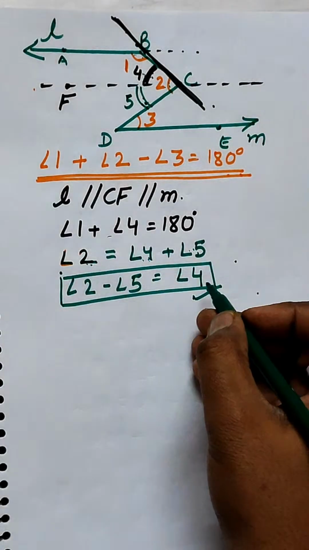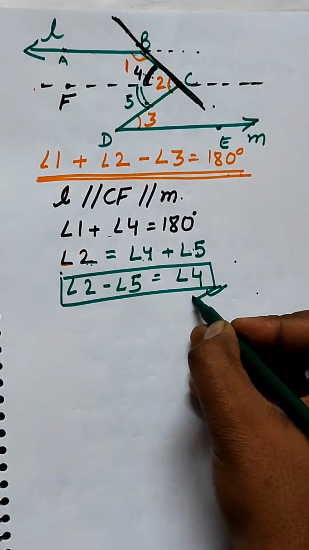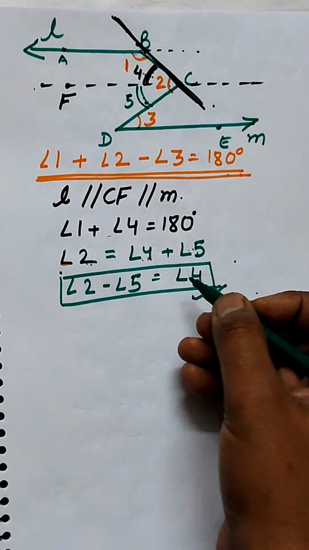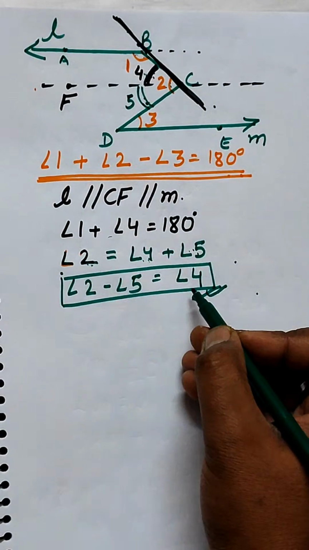Hi. So, just coming to solve the question, thereafter we will interact and discuss. Angle 2 minus angle 5 will be angle 4.